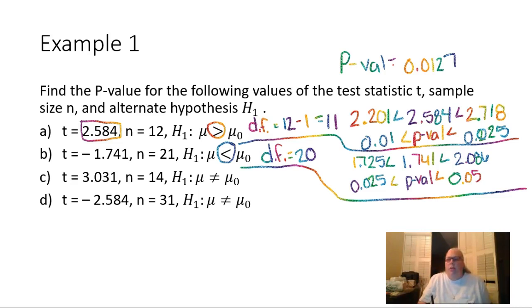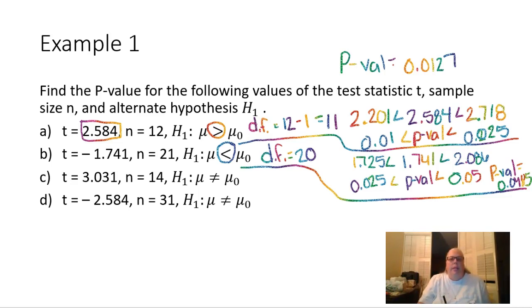So our p-value here is .0485, and that does fall clearly within our parameters for the p-value.